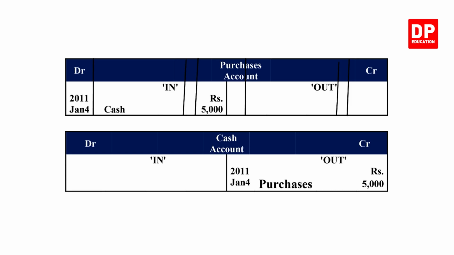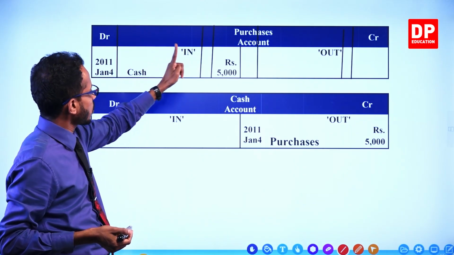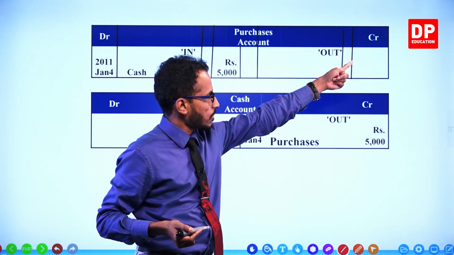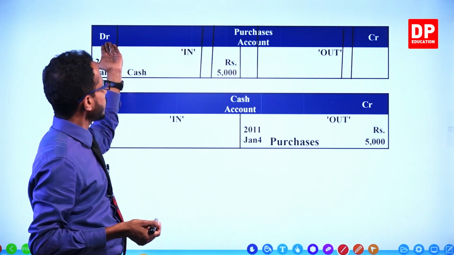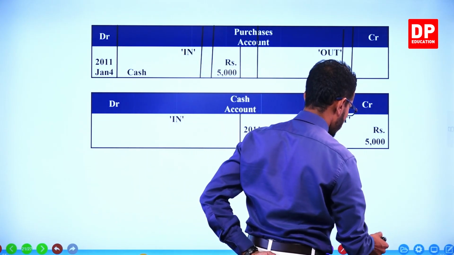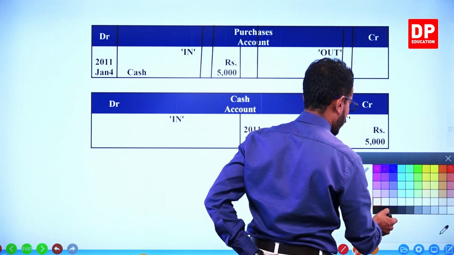Alright, this is the format of a ledger account, but the columns were not drawn. I ruled the columns myself. Date column, description column, amount column. Again, date column, description column, amount column. Debit side and credit side. Okay.